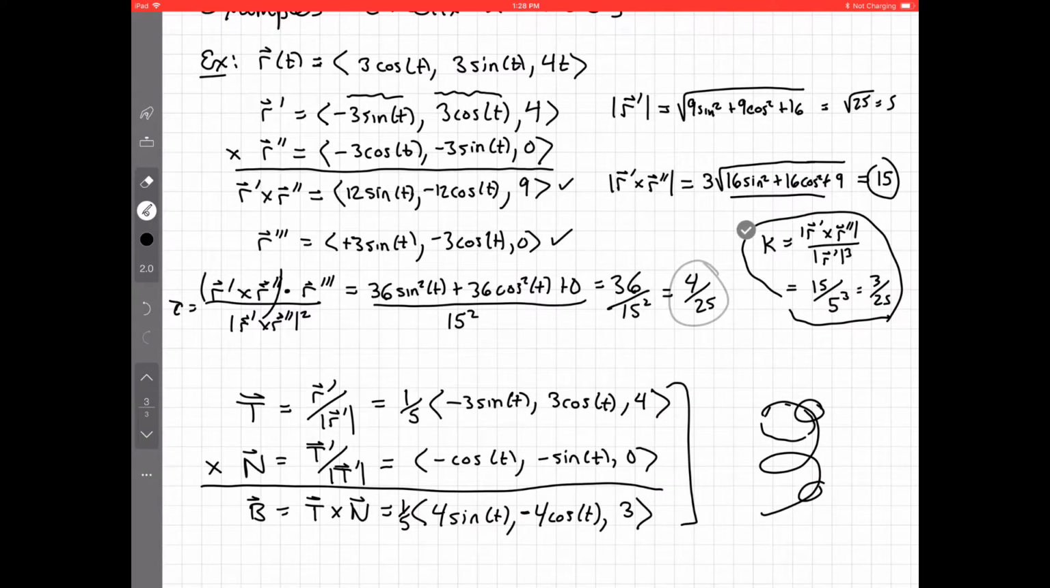So there's our torsion. So for this helix, we have that the curvature is constant and the torsion is constant, which again makes sense if you consider the shape of this thing.